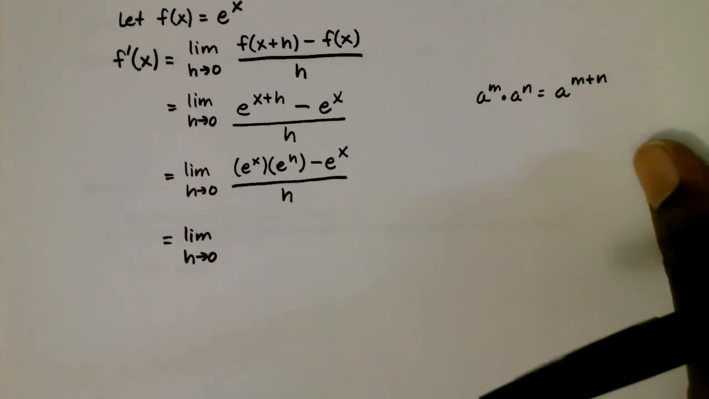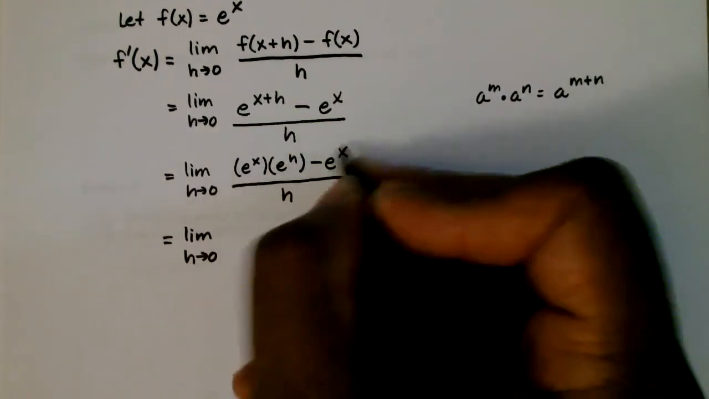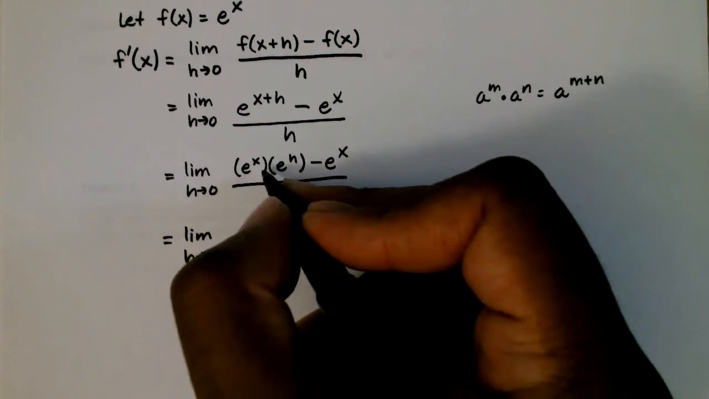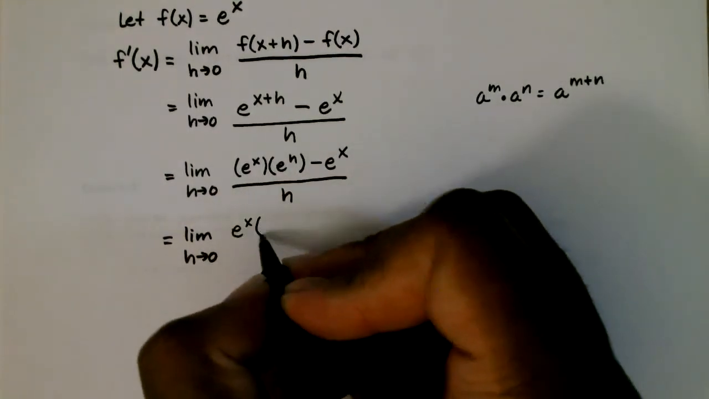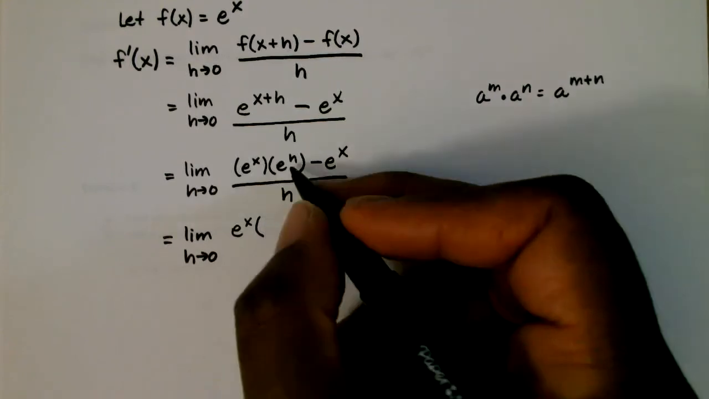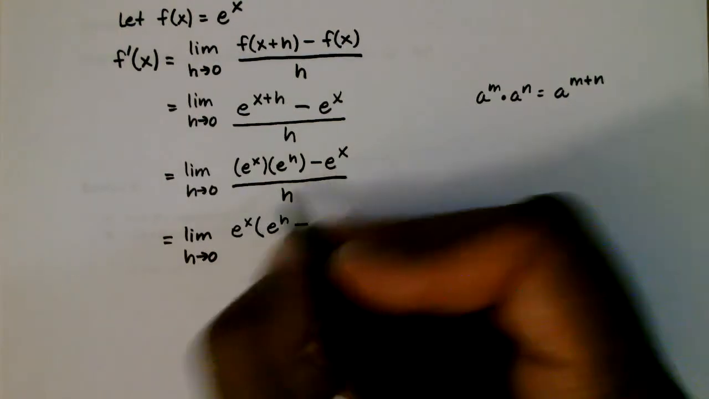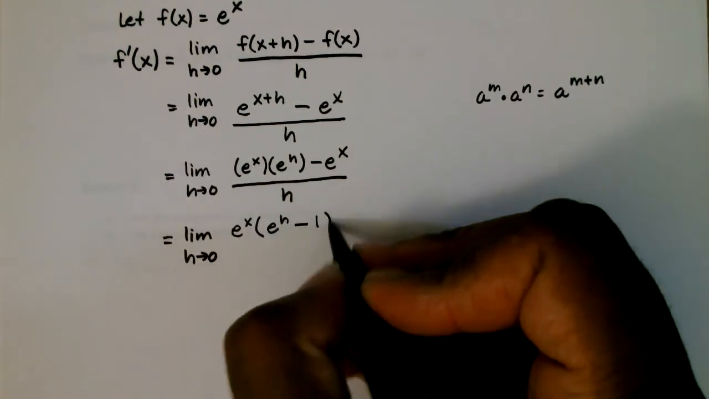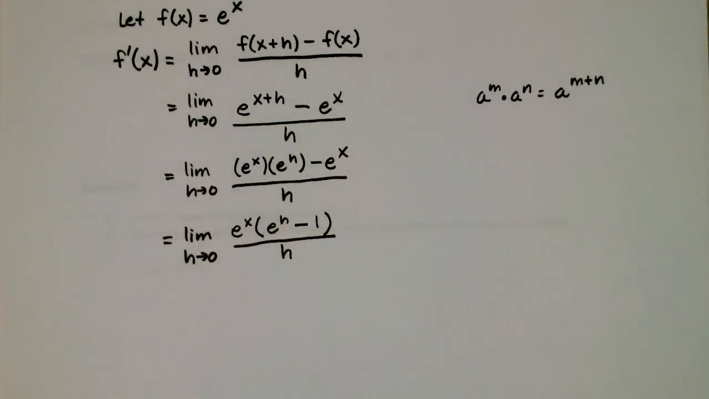All right. Now, take a look at this term and this term. There is a common factor. That's e to the x, that's in both of them. So I can factor out the e to the x. This first term, I'll be left with e to the h, minus e to the x divided by itself will be 1. So I have the limit as h approaches 0 of e to the x times the quantity e to the h minus 1, divided by h.